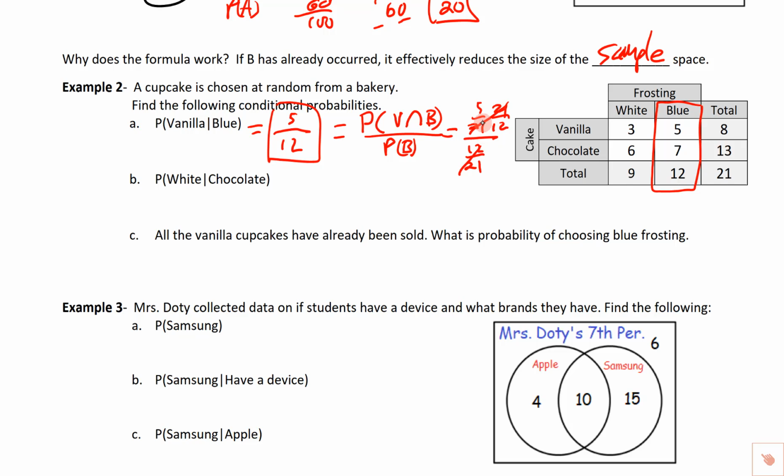I like it. Probability of white given chocolate. 6/13. What do you think? 6/13. How'd you get that? Because I did basically what we did on the last one, but I just flipped it around so that it's only the chocolate ones, and wherever the white is also. Yep, because given the fact that it's chocolate, we've reduced the sample space to those 13 chocolate cupcakes, and we want to know the probability of white. So it's going to be the white ones out of the 13 that are chocolate. There we go. Okay, don't say anything. Look at the next one.